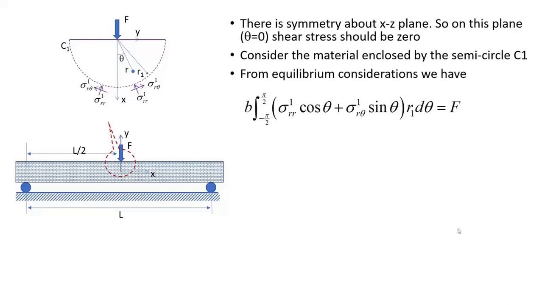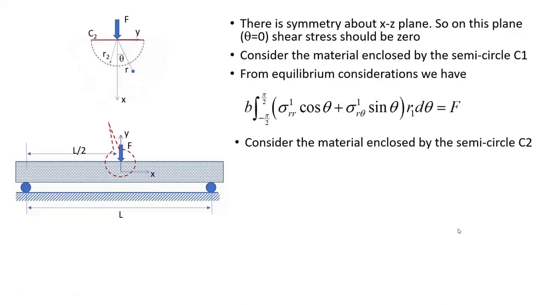So from equilibrium consideration, you can write this expression here, which is nothing but the total force in the x direction due to sigma rr stress component and sigma r theta stress component. Now the superscript 1 is to indicate that these are stress components on the cylindrical surface C1. R1 is constant here. Theta varies from minus pi by 2 to plus pi by 2. B is the width of the beam.